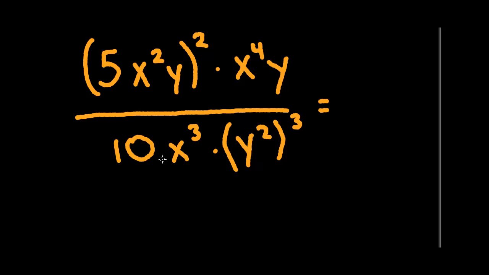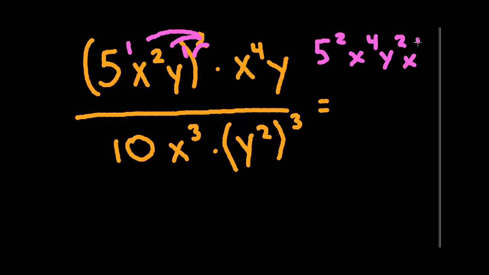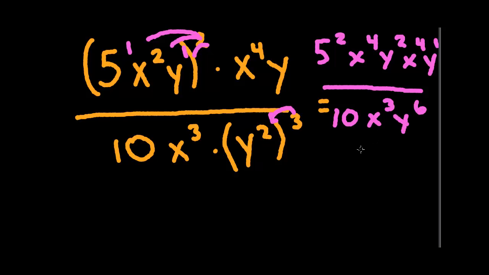All right, I didn't leave myself a whole lot of room to write this, so we're going to try to fit this on here. So I'm going to put a 1 on my 5 and a 1 on my y, and I'm going to distribute this to the 3 numbers here. So I have 5 to the 1 times 2, which is 2, x to the 2 times 2, which is 4, and y to the 1 times 2, which is 2, and I already had an x to the 4th and a y to the 1. So that's what I have on top. Down below, I have a 10, an x to the 3rd, and I'm going to distribute this power to a power, so I'm going to multiply and get y to the 6th.